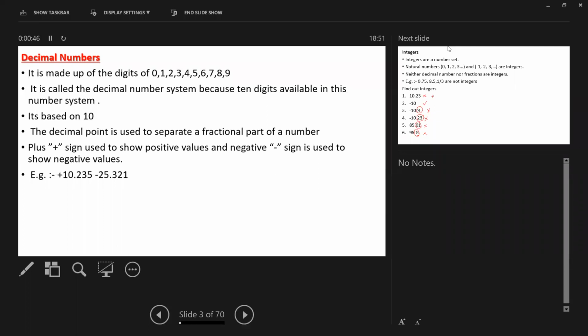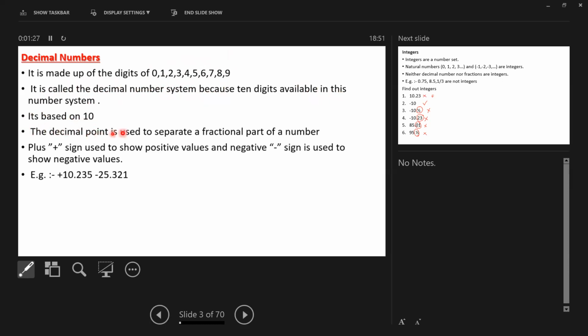Okay, decimal numbers. Decimal numbers are the numbers we use in our normal day-to-day calculations. Decimal numbers are based on 10. They start from 0 and end at 9. There can only be number 10, which means 1 0. So starting from 0, ending at 9, any decimal number is made out of these 0 to 9 digits. It is called the decimal number system because 10 digits are available. It is based on 10.